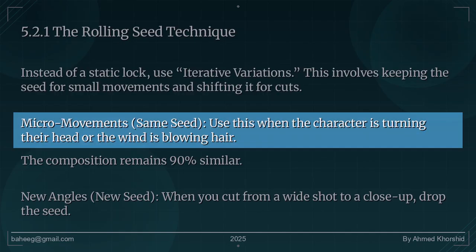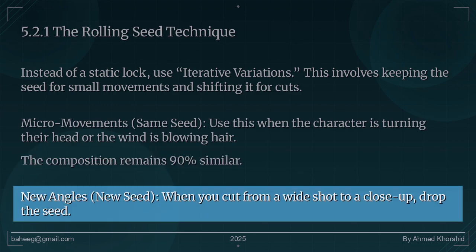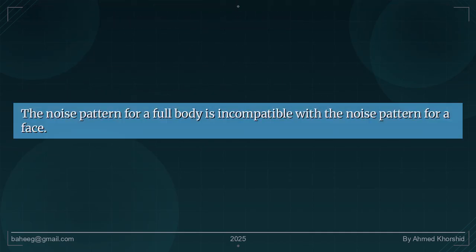Micro movements, same seed. Use this when the character is turning their head or the wind is blowing hair. The composition remains 90% similar. New angles, new seed. When you cut from a wide shot to a close-up, drop the seed. The noise pattern for a full body is incompatible with the noise pattern for a face.